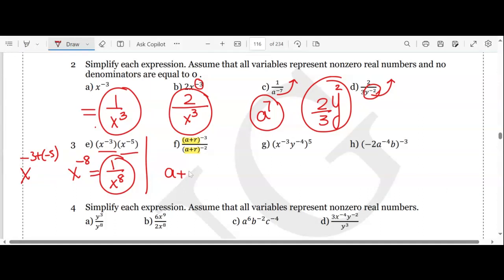So you have a plus 4 all to the power of negative 3 plus 2. 1. That gives you what? a plus r to the power of what? Which gives you what? 1 over a plus r. I flipped it.